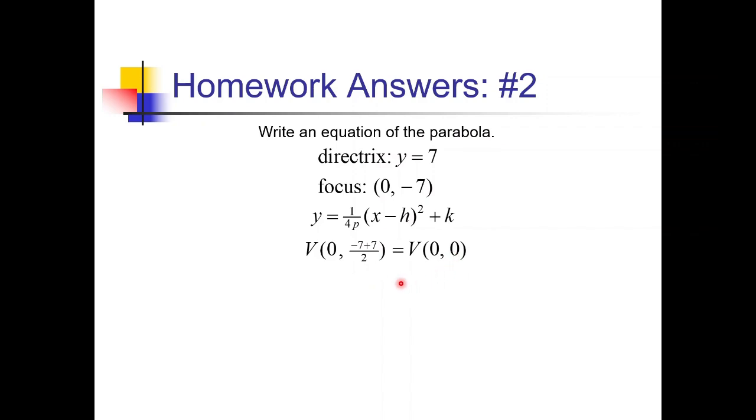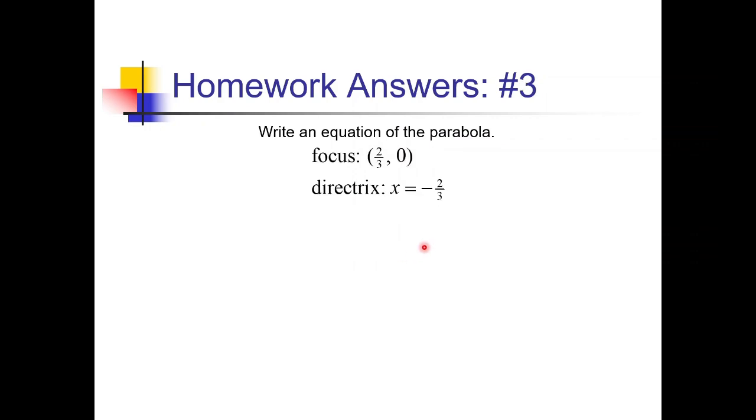Now for the p-value, I'm just going to do the focus minus the vertex here, so -7 minus 0, which gives me a p-value of -7. Plugging that back in, we have 1 over 4 times -7, with 0 plugged in for h and k. So that's just going to be an x squared when all the dust settles there. So this ends up being y = -1/28 x².